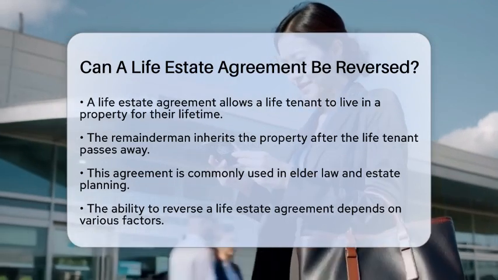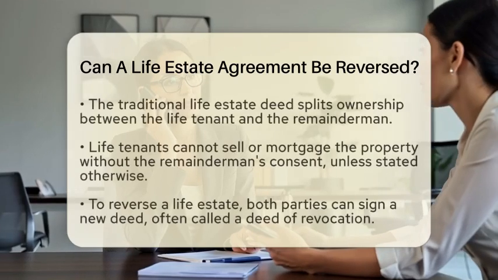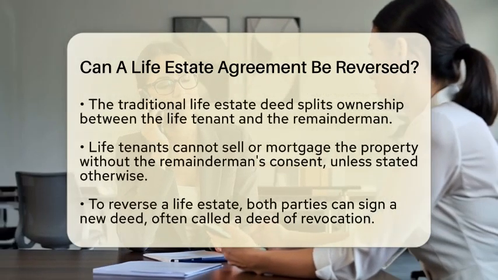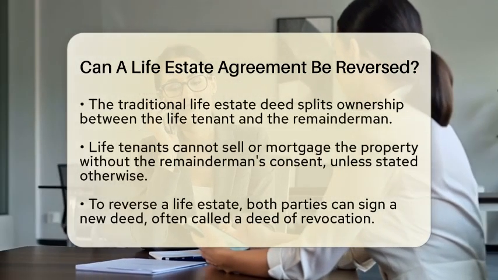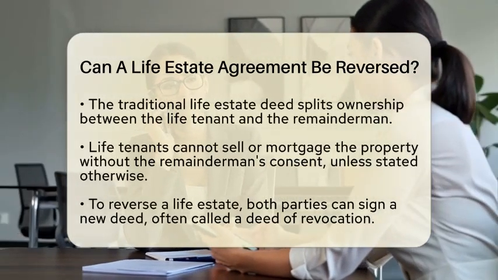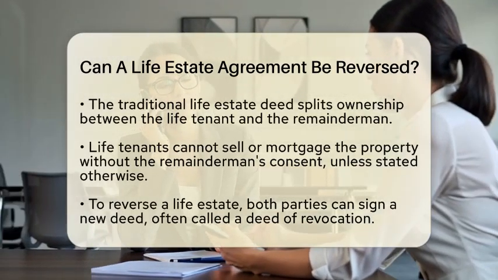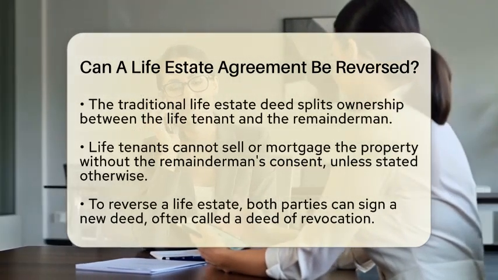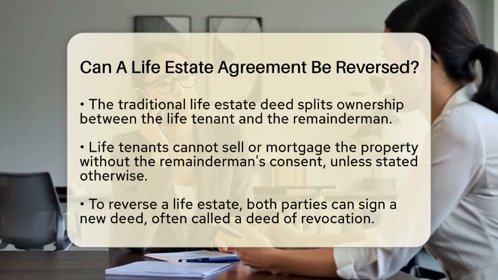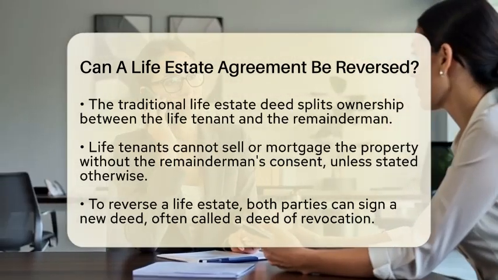Now, whether a life estate agreement can be reversed depends on several factors. First, it is essential to consider the type of life estate created. The most common form is a traditional life estate deed, which splits ownership between the life tenant and the remainderman. In this arrangement, the life tenant can use the property but cannot sell or mortgage it without the remainderman's consent, unless the agreement states otherwise.